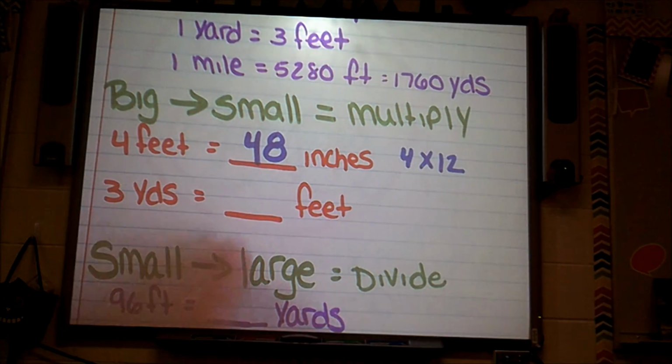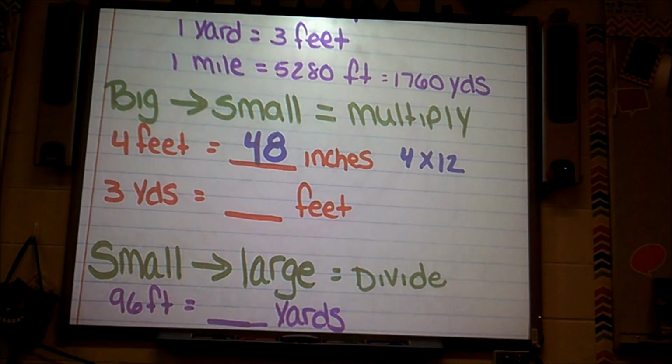Let's try our second one. 3 yards, YDS is an abbreviation for yards. 3 yards is equal to how many feet? Step 1, think to yourself, what is bigger, a yard or a foot? A yard is bigger. So again, I'm going big to small, you multiply.